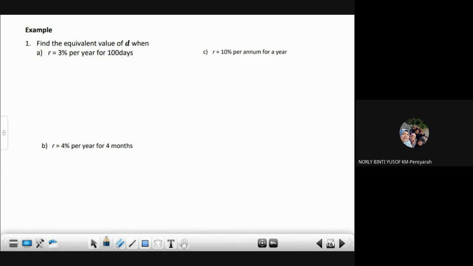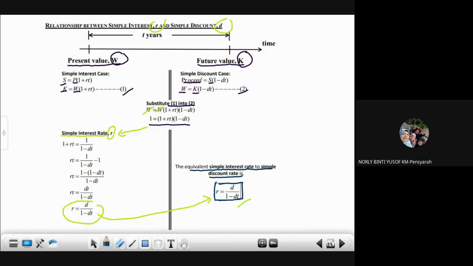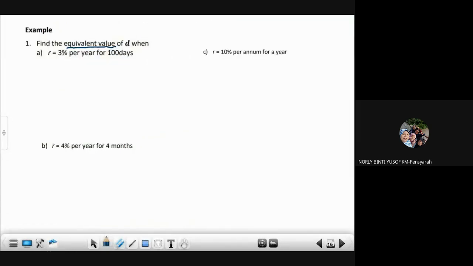Find the equivalent of D, equivalent value. So equivalent value maksudnya kita akan guna formula ni lah. That means you punya formula for D lah kan. D is equivalent value for D. R tu adalah simple interest R kan. T tu tempoh lah. So equivalent of D tu you nak kira. So dalam soalan dia bagi 3%. 3% tu adalah 0.03 and then T you adalah 100 divide by 360.